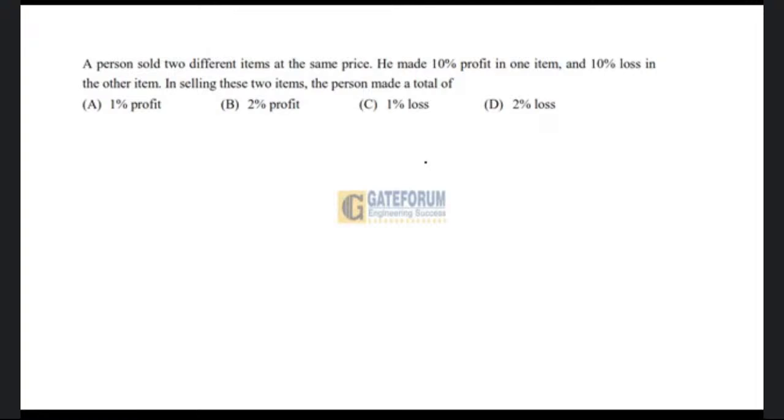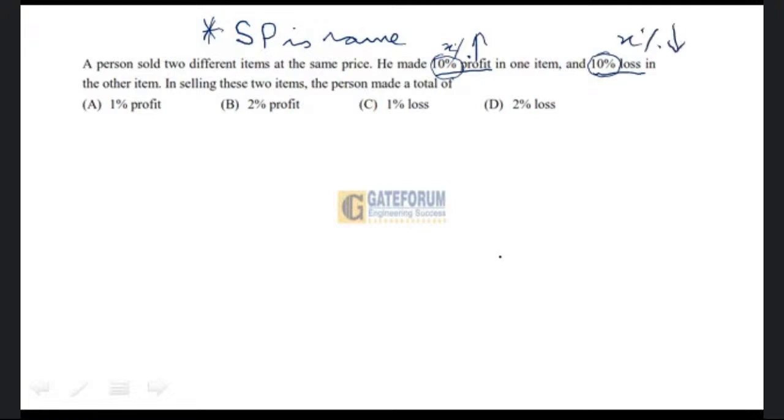A person sold two different items at the same price, which clearly means that the selling price is same. He made a 10% profit in one item and a 10% loss in the other item. So the profit and the loss percentages, the magnitude is the same. In selling these two items, the person made a total of, so first of all, when such a thing comes in, and this has been taught to you in the classes, you can refer back, that when the selling price is same and there is an X% profit in one item and X% loss in the other item, then first of all, there will be a loss in the whole transaction.